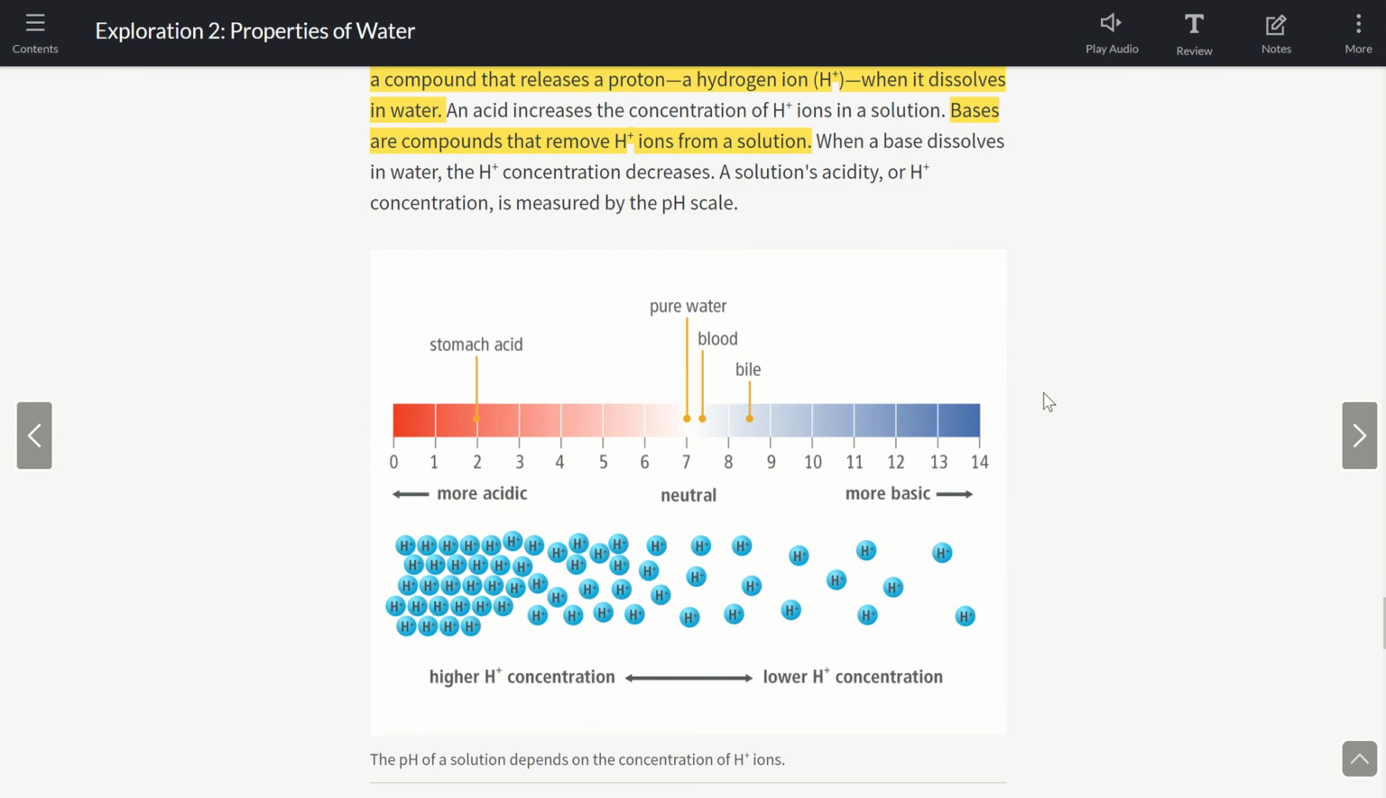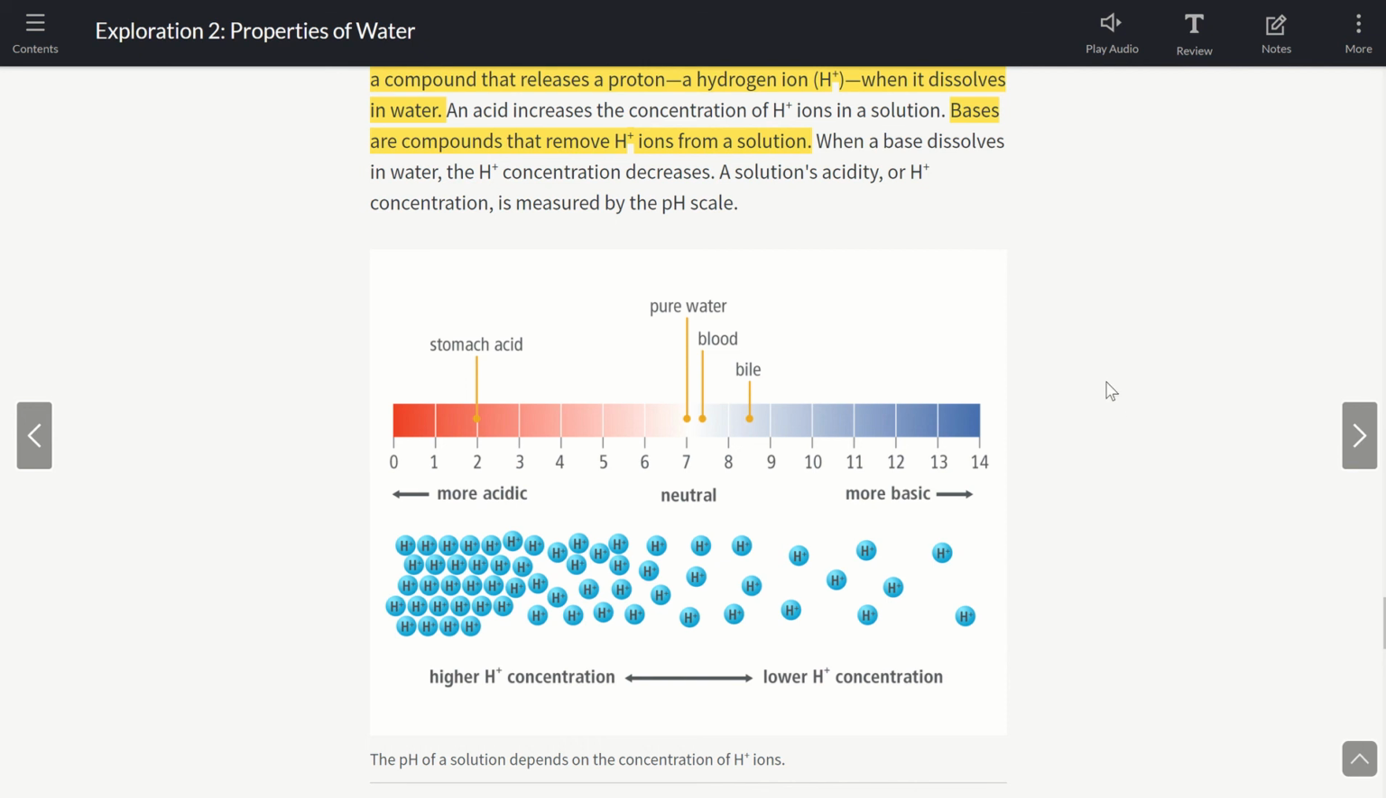A base is where we have hydrogen ions that are removed from the solution. So if there are not a lot of free hydrogen ions floating around, then that would be what we call a base. And here's kind of the scale. Right in the middle, we have neutral, where there's an even number of hydrogen ions based on the substances involved. Pure water has a pH of 7. As the numbers get smaller, as you can see, we have a lot more free hydrogen ions floating around. As the numbers get bigger, we have a lot fewer free hydrogen ions floating around.